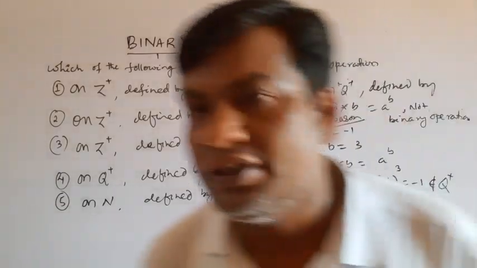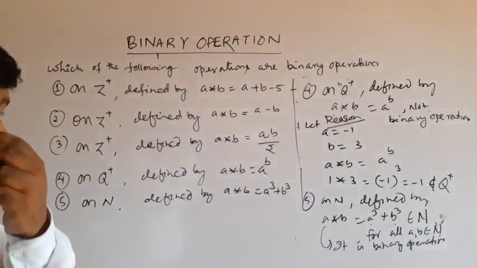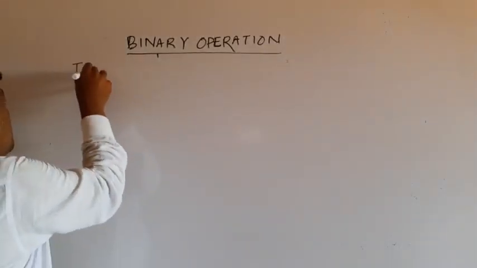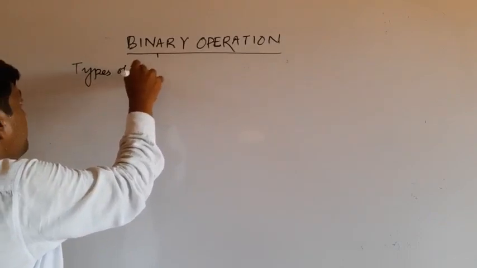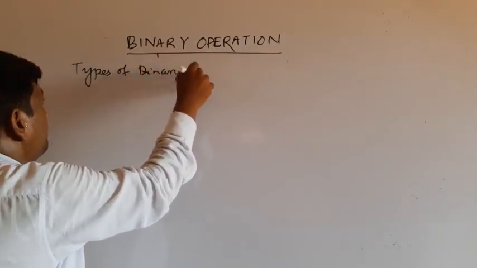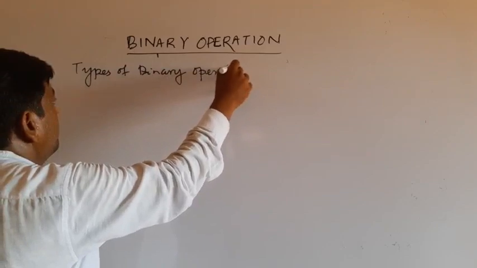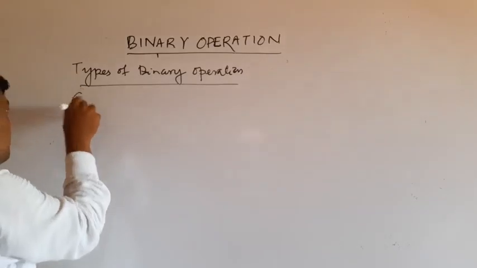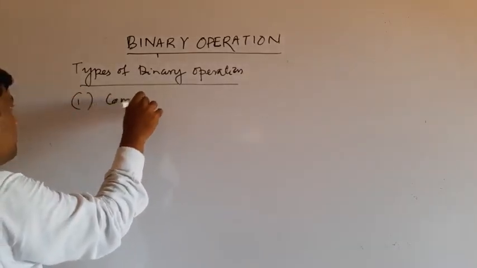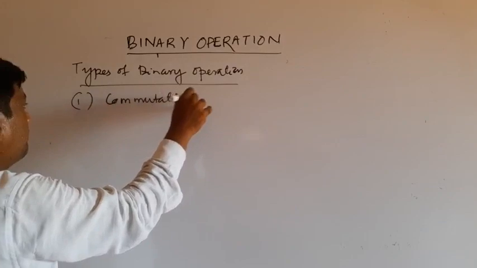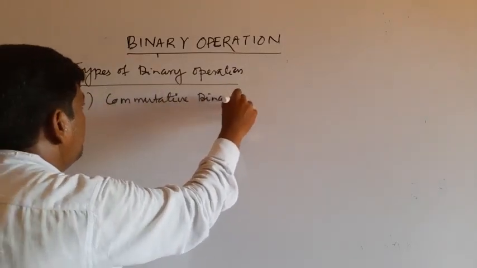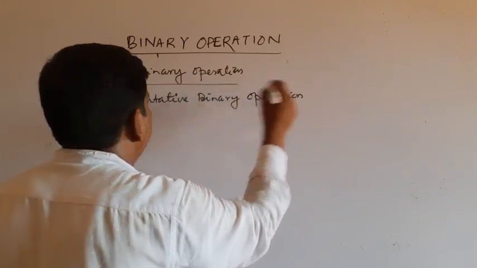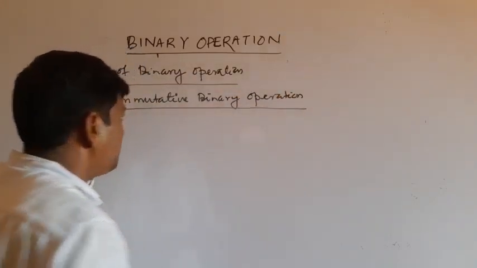Now let's discuss the types of binary operation. Number 1, commutative binary operation. Okay, commutative binary operation.